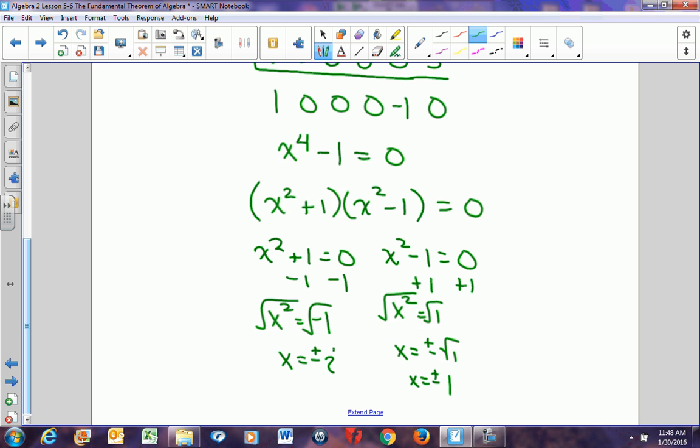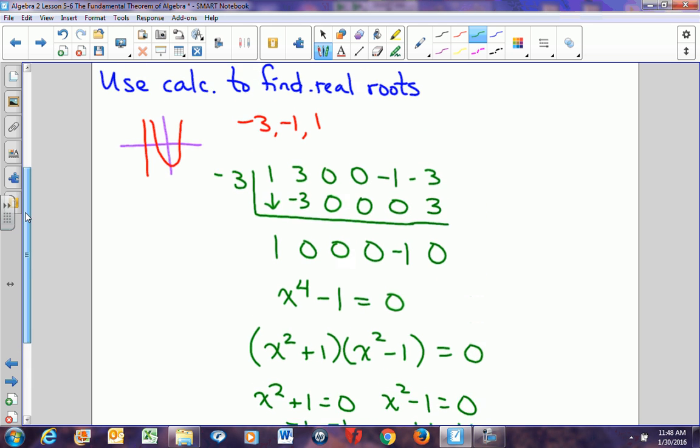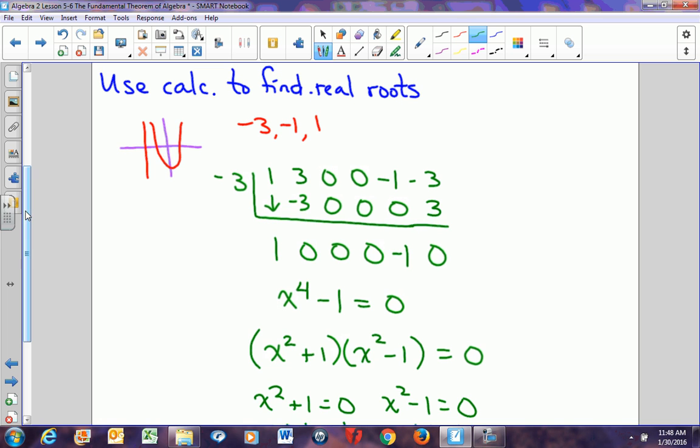So we already had those earlier. We just confirmed them now. So there's our other 2 roots, because we had the first 3 roots. So there's 3, negative 1, and 1. Now we can add i and negative i to the mix. So there's all of our roots.